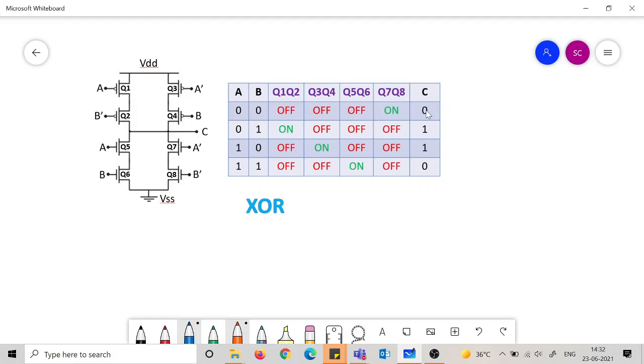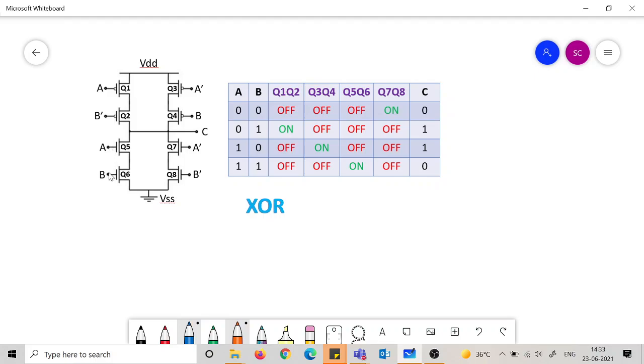So C is 0. So for 0 1, what happens? For 0 1, when this is 0, this is 1, this channel is conducting. So VDD comes to C. When A is 0 and B is 1, this channel is conducting, this is not conducting, but it doesn't matter. VDD has already come to C, and both these two channels would be off, you see.